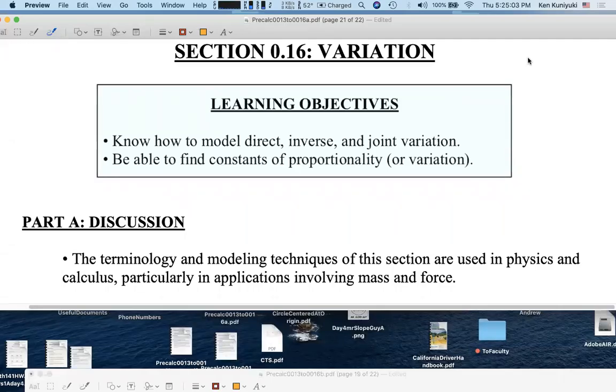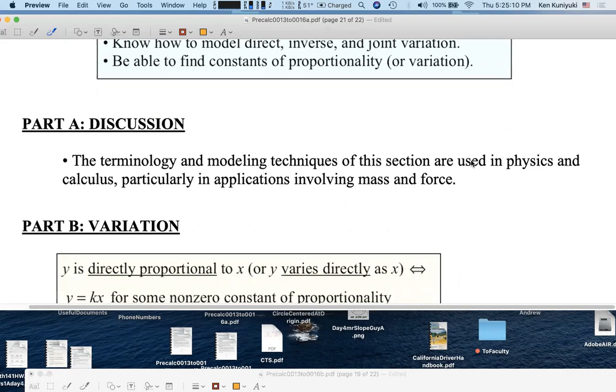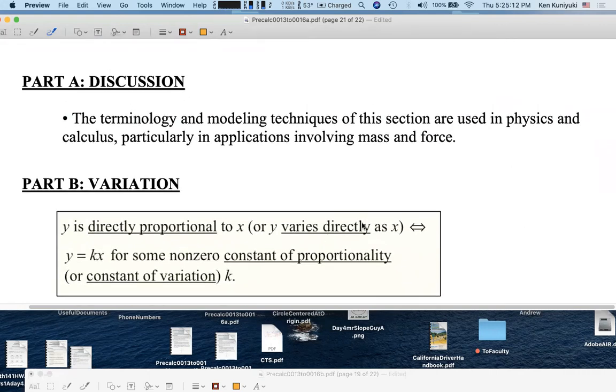Hi everyone. Section 0.16 is on variation, which uses a lot of terminology from physics. So, this model, y equals k times x, indicates that y is directly proportional to x, or y varies directly as x. Y equals k times x, where k is some non-zero constant of proportionality, or variation. That's a lot of words.